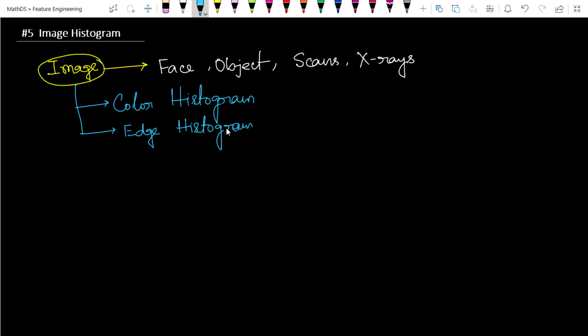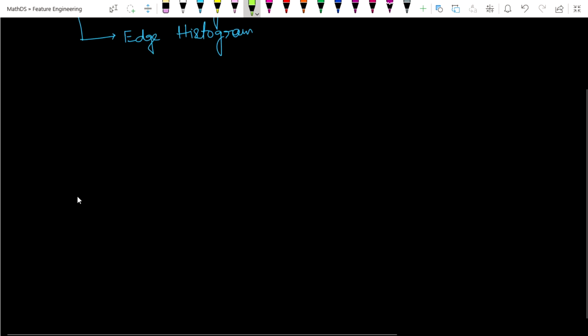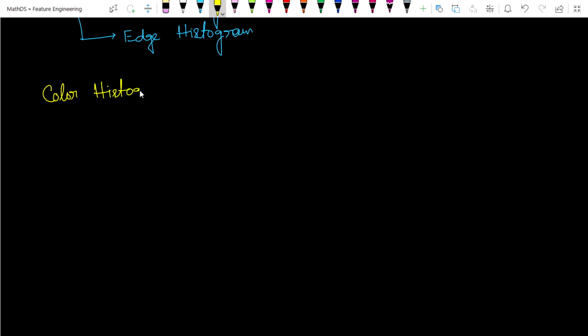Okay, so let's try to understand what this color histogram is, one by one. What is a color histogram? And how does this technique help us find some beautiful features of the images?